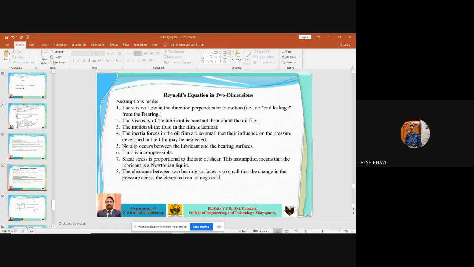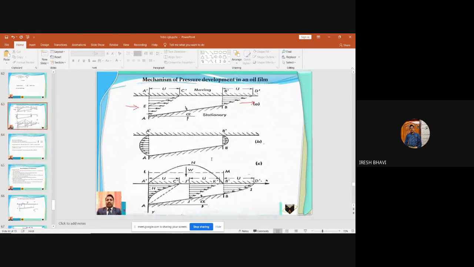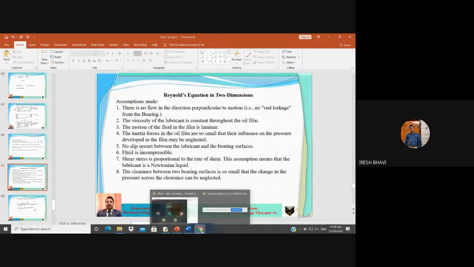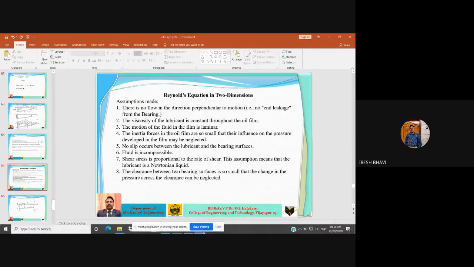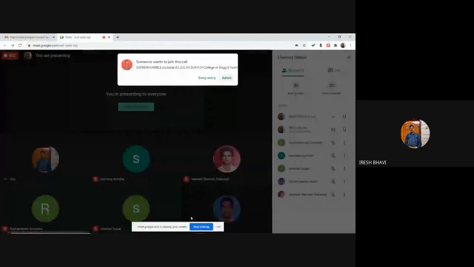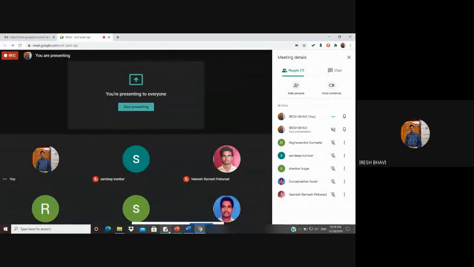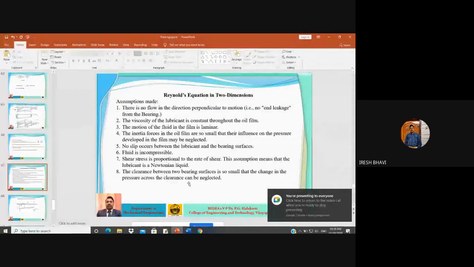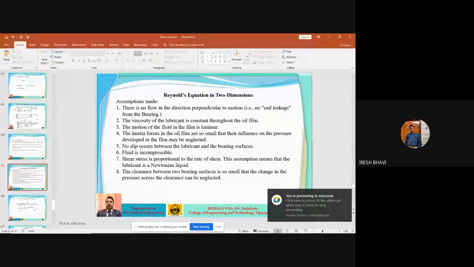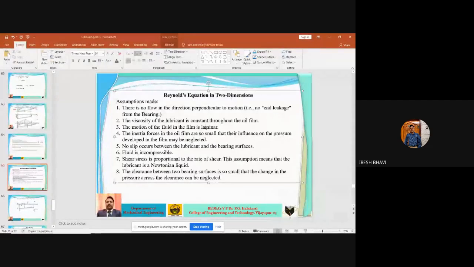Then the third assumption is that the motion of the fluid in the film is laminar. Means what? The flow is laminar. When the lubricant oil is flowing, it will be flowing in a laminar profile, that is plate-like straight lines. You have studied laminar and non-laminar flows in fluid mechanics. So the motion of the fluid is laminar.